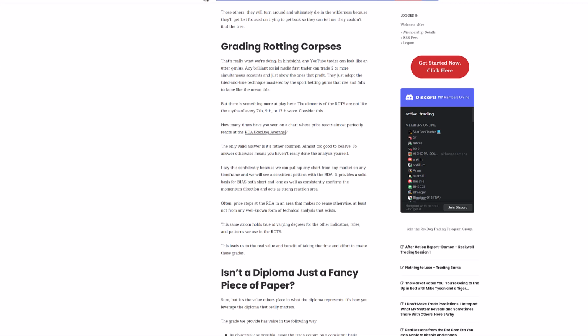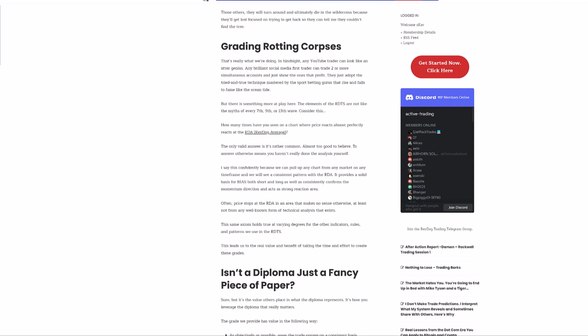But there's something more at play here. The elements of the RDTS are not like the myths of every 7th, 9th, 13th wave. I really couldn't figure out what the myth is. If you actually look up wave myths, some people say every 7th or 9th or 13th is the strongest. So that's why I included all those numbers.